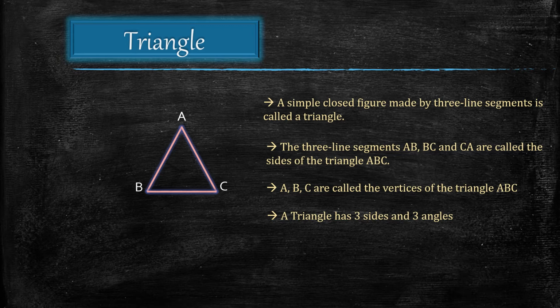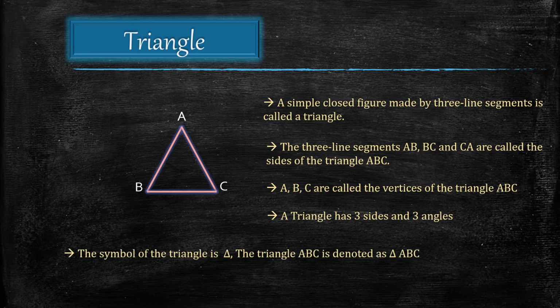We know that angles are formed when two arms, two rays, meet at a point. Here we have three vertices, so there will be three angles formed in the triangle. Can you see the symbol of the triangle? This is the symbol of the triangle. Triangle ABC is denoted by the triangle symbol followed by ABC. The three angles of triangle ABC are angle A, angle B and angle C.